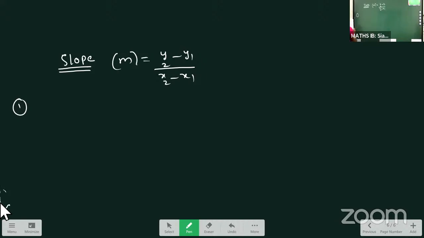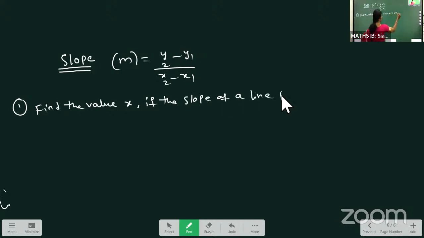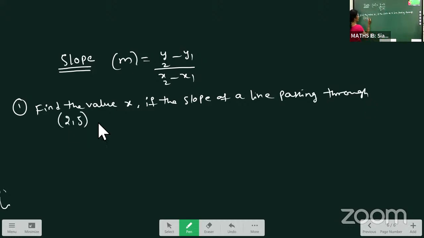Question-wise, I will write the formula. The first question is like this. Find the value of x. If you know the basic formulas, it is easy to get 2 marks. Find the value of x, if the slope of a line passing through 2 comma 5 and x comma 3 is 2.